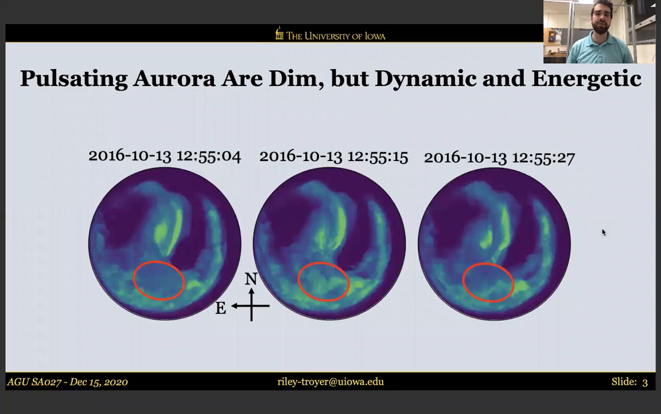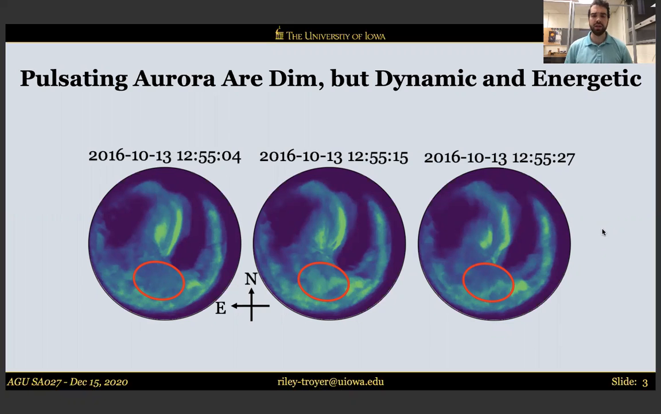Just as a bit of background, pulsating aurora, or diffuse-like aurora, although not diffuse aurora, appears as widely varying dim patches of aurora that blink on and off with a variety of periods, which is typically between 2 and 20 seconds.